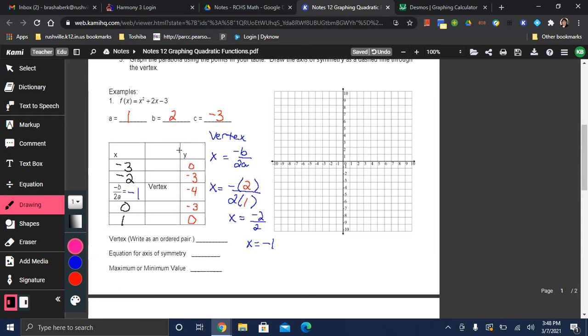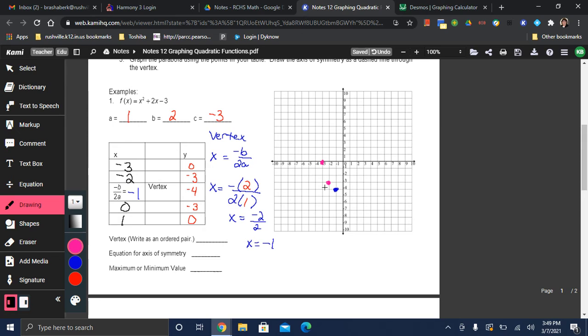I'm going to graph it in a color I think you'll be able to see. So -3, 0. Remember that your x is -3, your y being a 0 is going to be a point on the x-axis. Then x is -2, y is -3. So here's -2, and then down to -3. We'll put a point there. The vertex is -1. So x is -1, y is -4. There's the vertex.